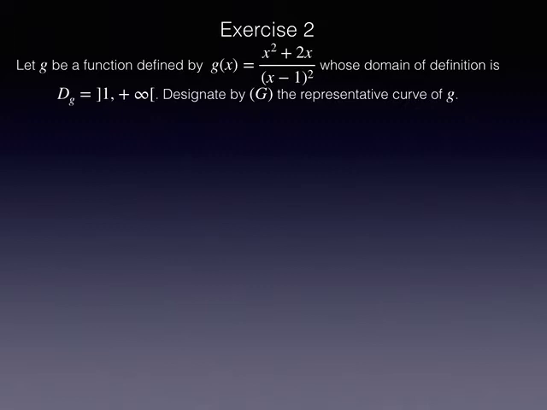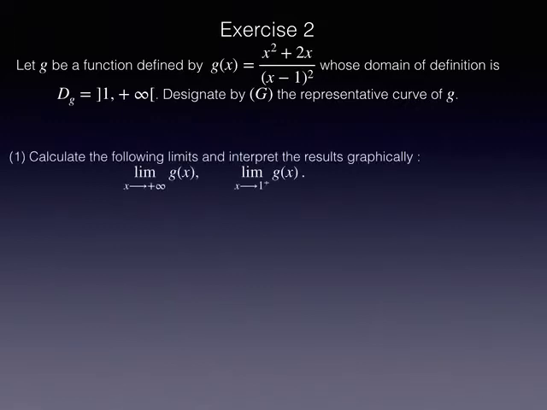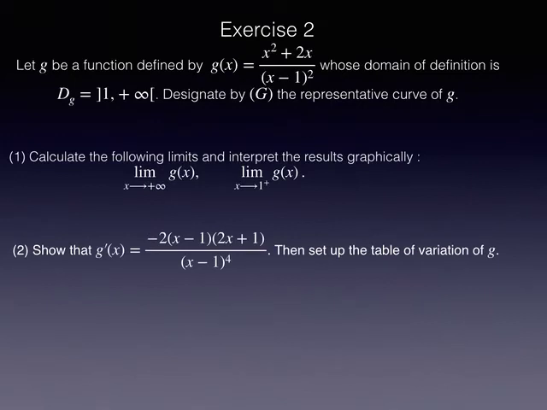So we have a function g of x defined by the following expression and whose domain of definition is from 1 to plus infinity, and capital G is the representative curve of the function g. The first question is to calculate the limits at plus infinity and at 1 plus, then to find the derivative g prime of x, and then to set up the table of variation.